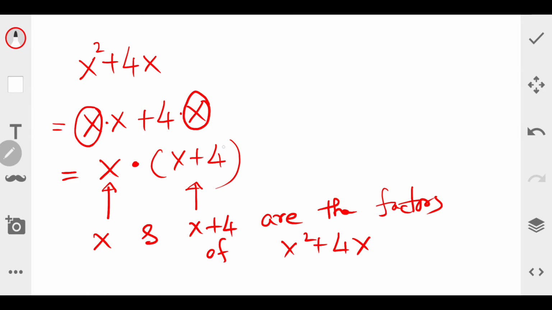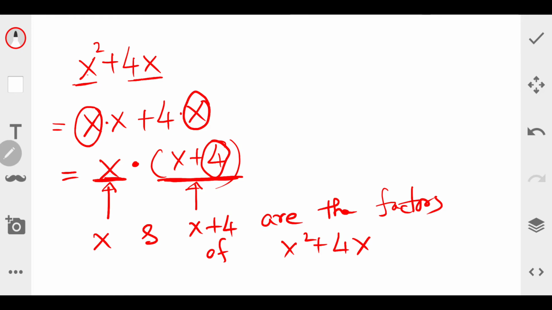Okay, make sure that the 4 itself is not a factor, because you can see x squared and 4x doesn't have 4 as a common factor. So we cannot say 4 is a common factor. It has to be x plus 4. Okay, and then this is x because x is common here. That's why x and x plus 4 are the factors of x squared plus 4x. Okay, so I hope this makes sense.